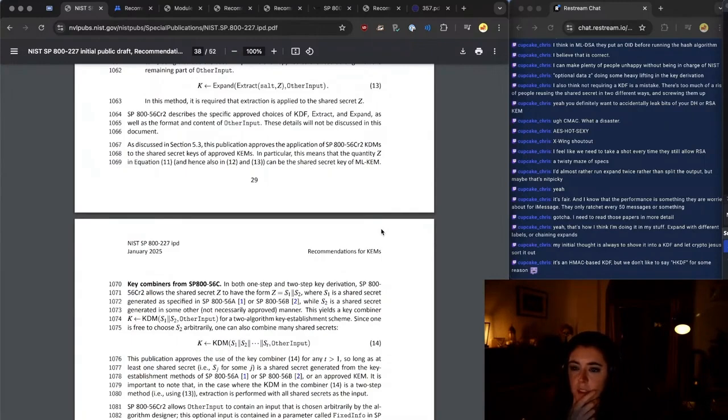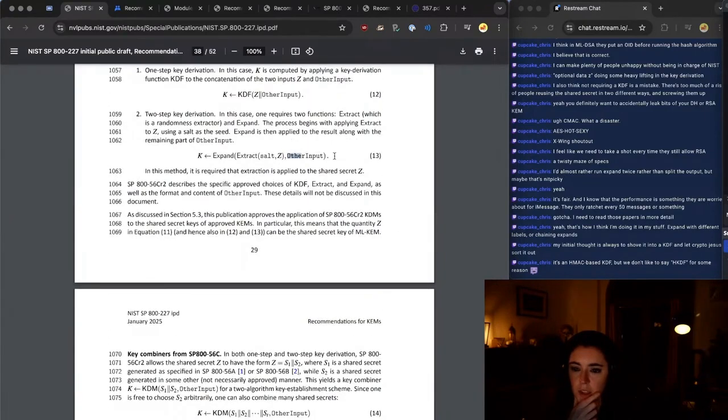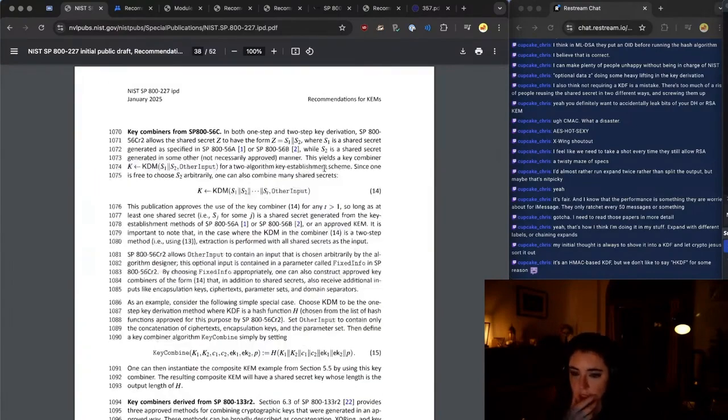Okay. This publication approves the application of these KDMs to the shared secrets of the approved KEMs, including the quantity Z. It can be the shared secret of a KEM. Yay! Very good. And then this would be your traditional approach, if you want, which I think is the correct way to go. It'll future-proof you even if it's going to take you there. Thank you. Okay. Yeah. Good job.